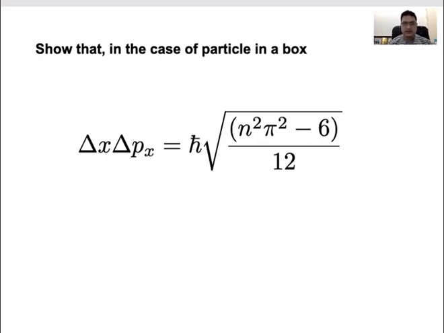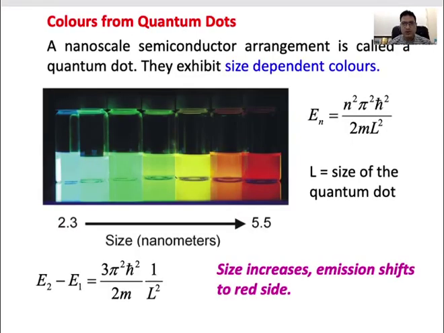Let's move further. So one of the very important uses of this simple model, that a particle is moving inside a rigid box, is to explain different kinds of colors of quantum dots. Okay, so what are quantum dots? A nanoscale semiconductor arrangement is called quantum dots, and they exhibit size dependent colors.